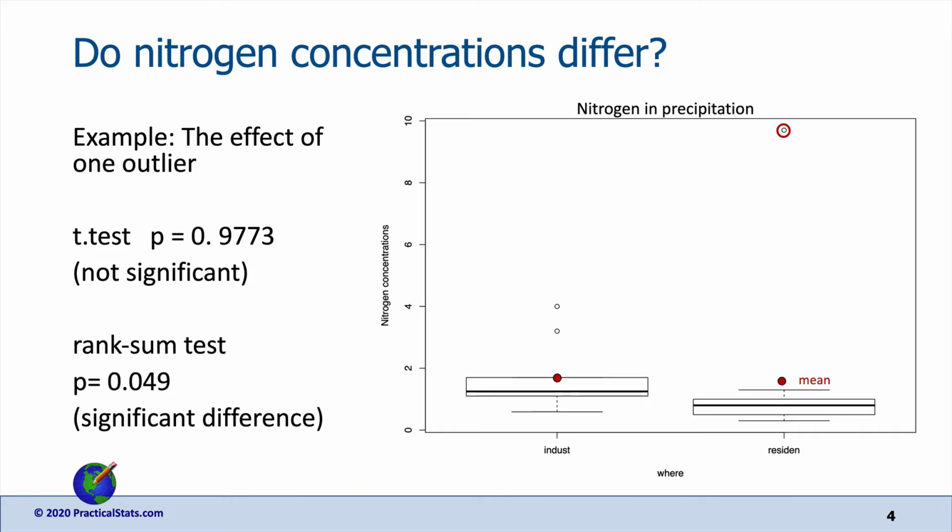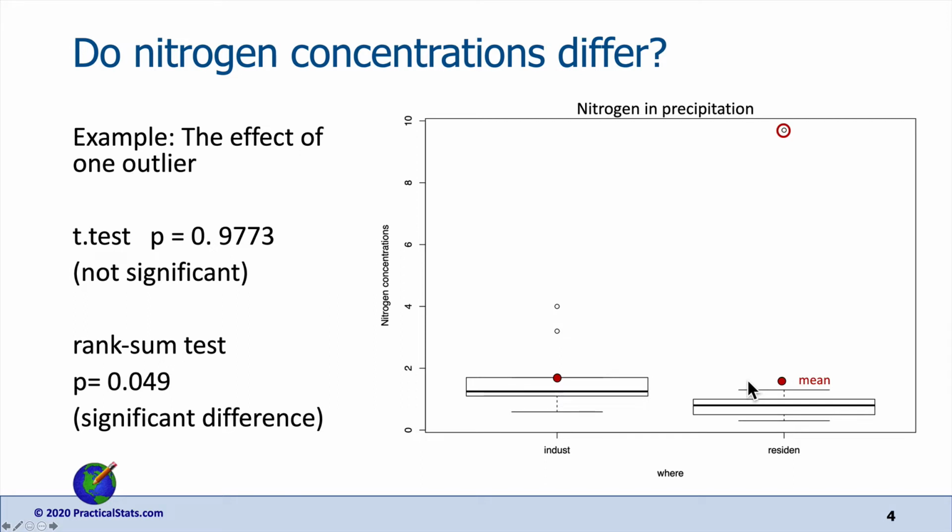So the data set that we'll look at is nitrogen concentrations in precipitation, and there were two groups: precip in industrial areas, precip in residential areas. You see the box plots of the data here. Generally, the industrial data are higher than the residential data. We do see this one outlier, though, for the residential data, and that draws the mean up above over 75% of the data. It's up around the 80th or 90th perhaps percentile.